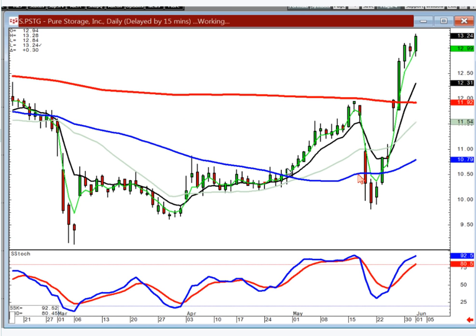PSTG, stay long. There's your bobble type pattern. Hit the resistance, hanging man, sold off, went to the selling stop, bullish harami. When they broke through, that told us we were in the next wave to the upside.